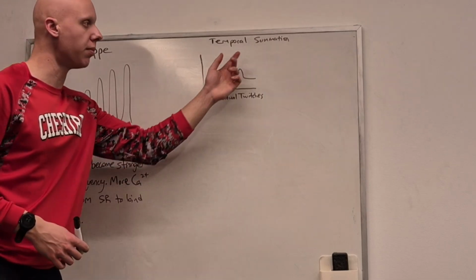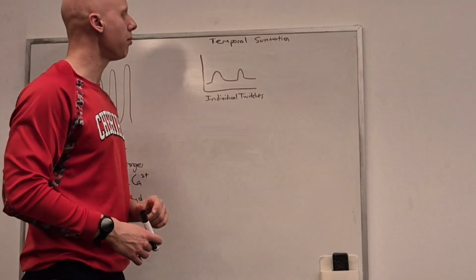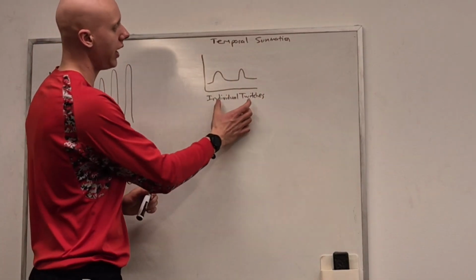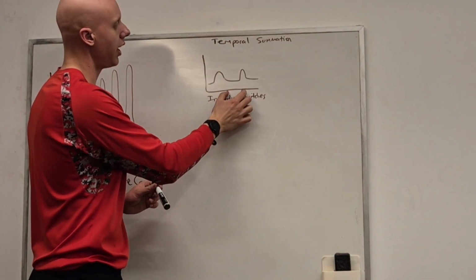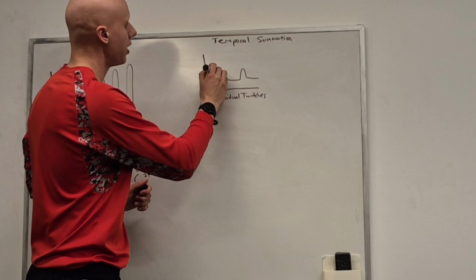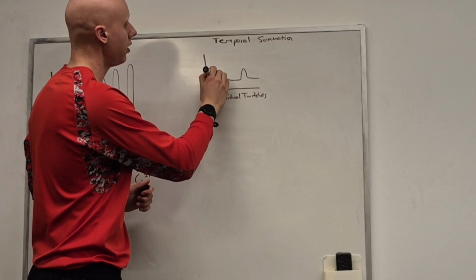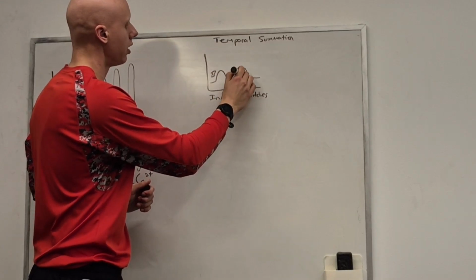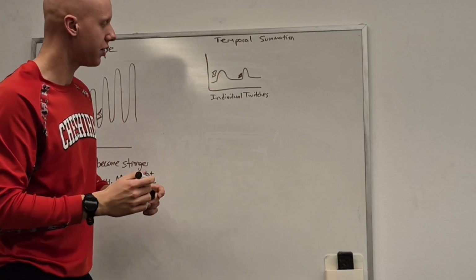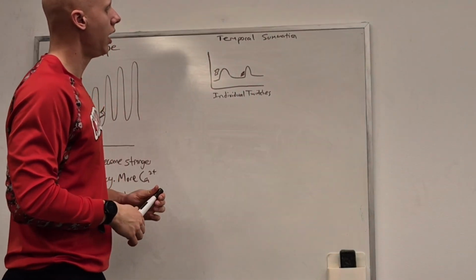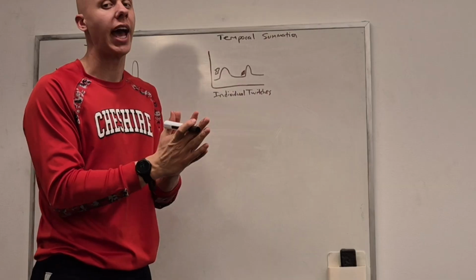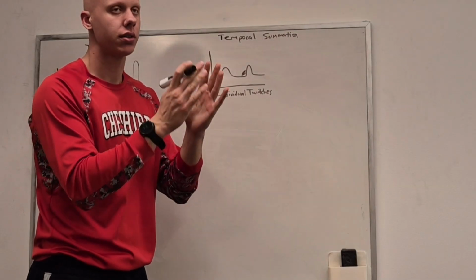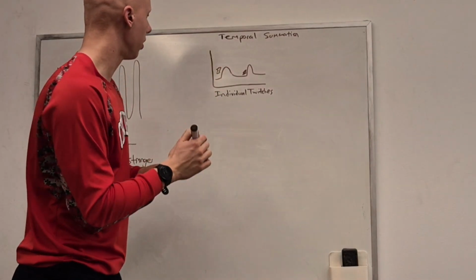Now let's talk about temporal summation. So in temporal summation, you can see individual twitches right here. So this is tension versus time, and we have our action potential firing here and here, causing that increase in tension. Now, temporal summation is basically just increasing the frequency of action potentials occurring closer together, okay?